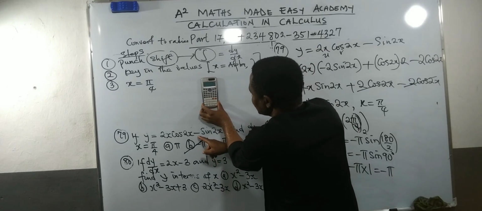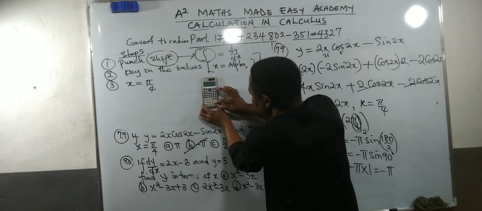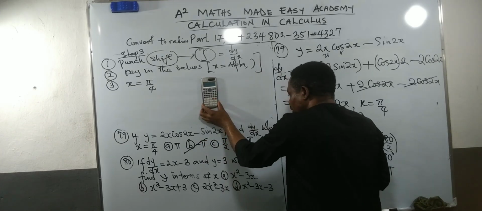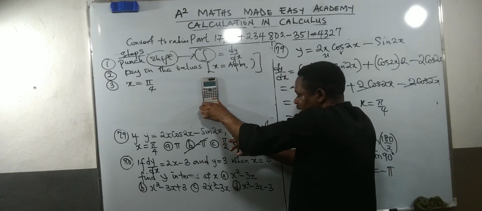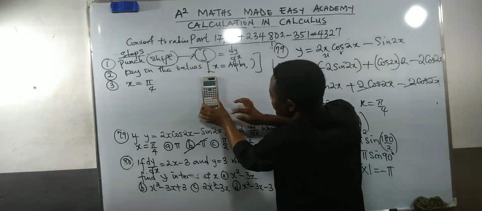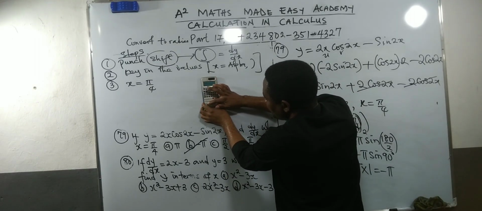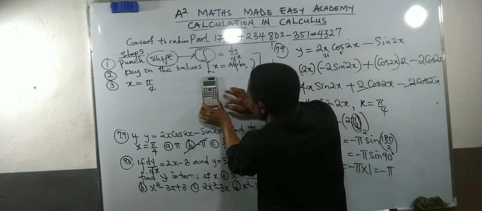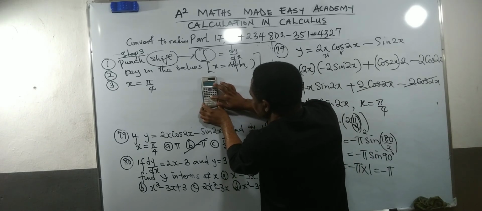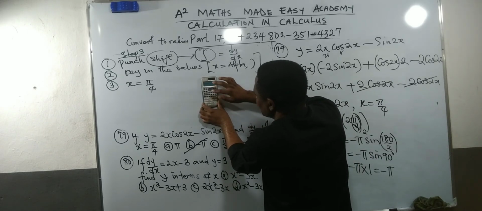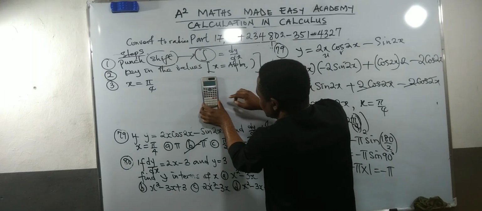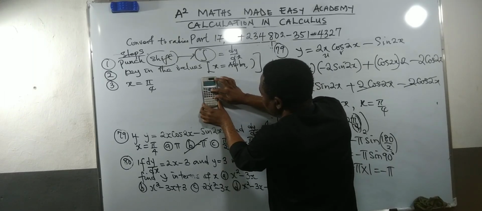Am I communicating? Now don't forget that we're dealing with something very, very important. Then I'll move to minus. Then the next thing is sin 2x. This is sin, right? I've punched 2, alpha, close bracket. X has appeared. Then close the bracket, and close it again because of the major bracket. Are you with me?